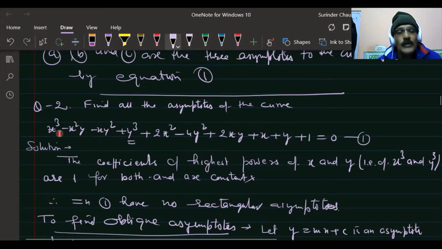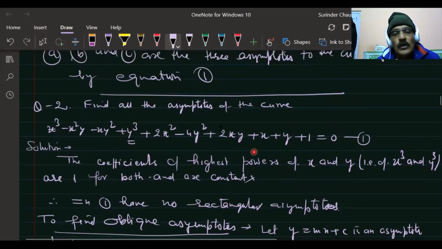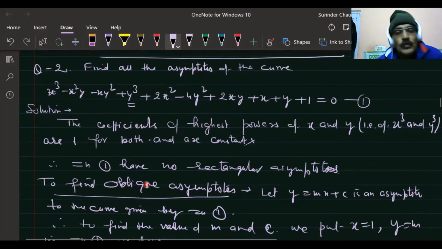Put the coefficient of the highest power of y equal to 0. It is 1, a constant, which can't be 0. Therefore, this equation has no horizontal asymptote. So this rational algebraic curve does not have any rectangular asymptote. So let's search for the oblique asymptotes.